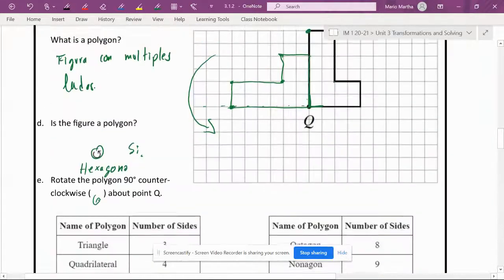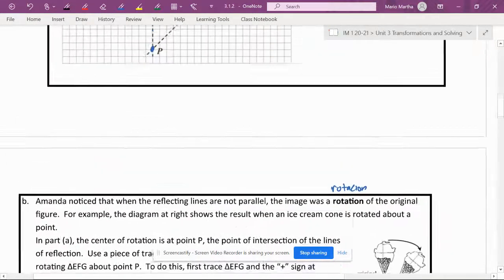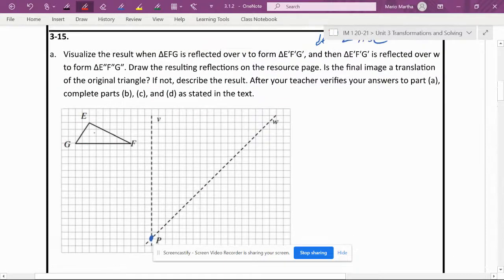So if we go to question 3-15, right? At first we have this triangle. So on this one, again, remember, find the area of a triangle. This was our original image, right? And then it got reflected over here, right there. This was the F prime, G prime, E prime. And then that one got reflected on this side as well. And that was E prime. That was G right here. This is E prime, and then this is F prime.